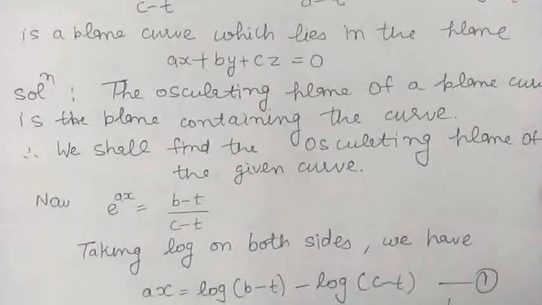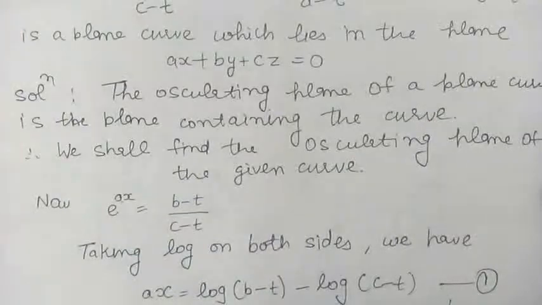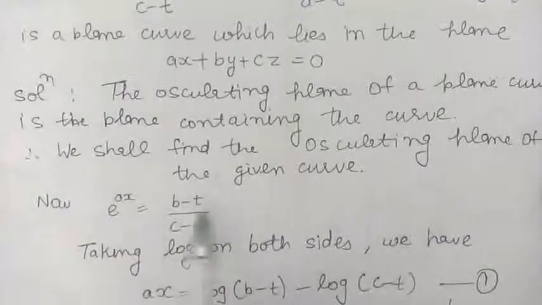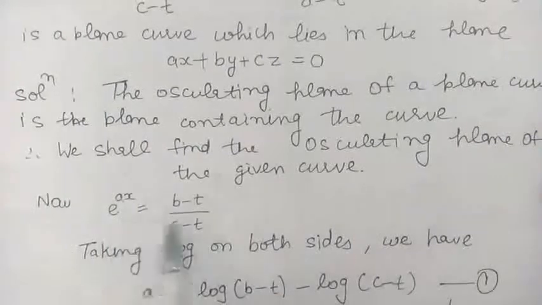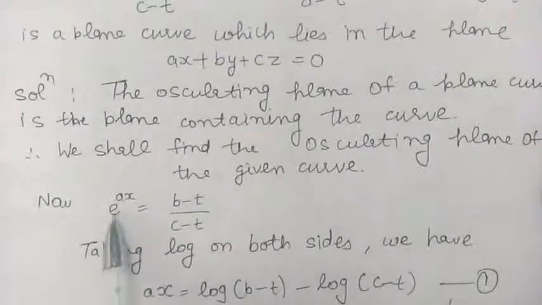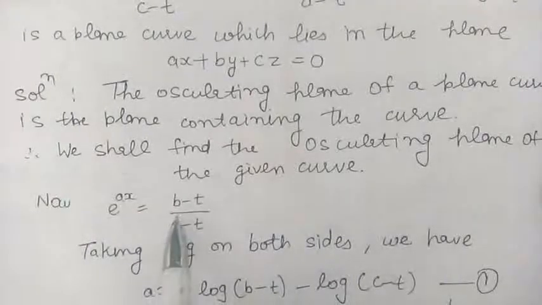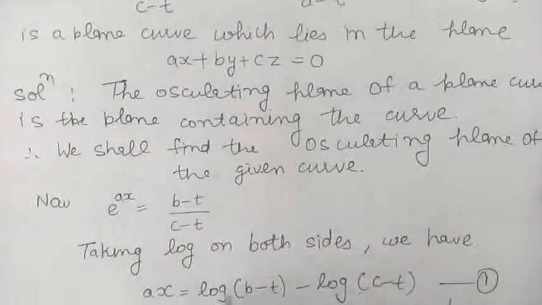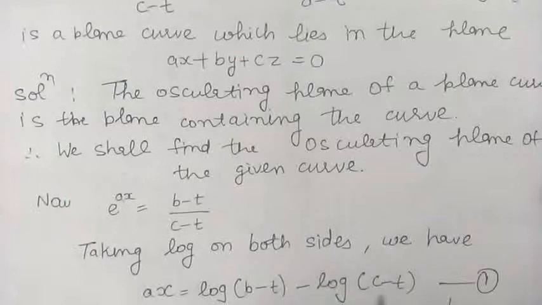Now to find the equation of the osculating plane, we require all the first and second order derivatives of x, y and z. So let us first find the values of x, y and z from the given expressions. Because we are given e raised to the power ax is equal to (b − t)/(c − t), let us take log on both sides. Here log e will be 1, so we get ax. Here we take log of m upon n, that is log of numerator minus log of denominator, so we get log(b − t) − log(c − t).